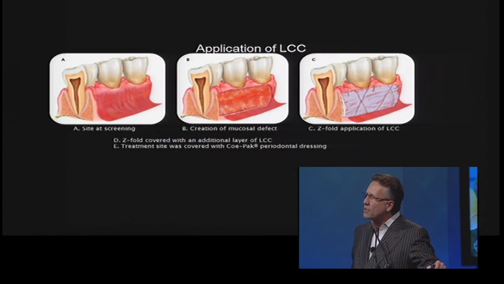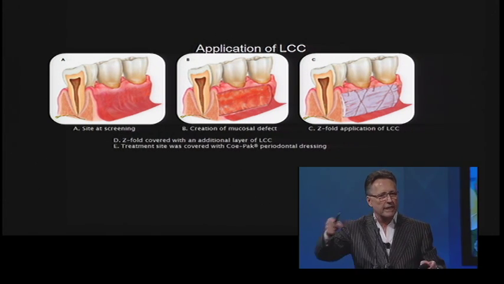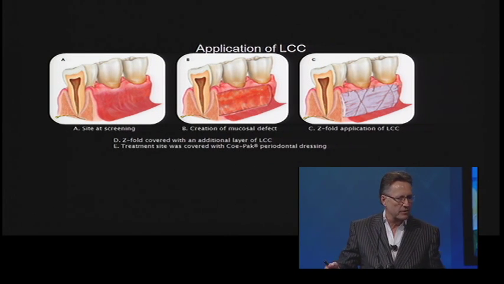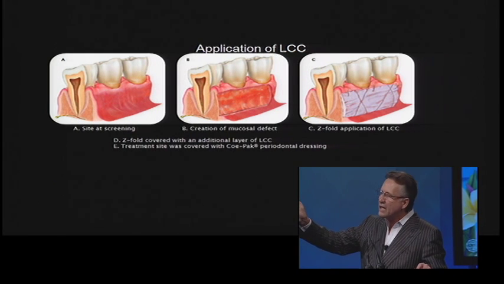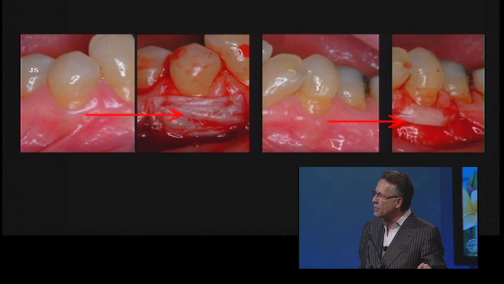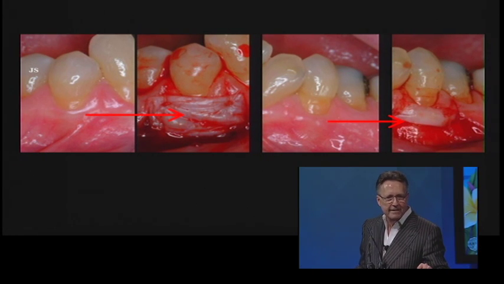We elected both in the pilot and the pivotal trial to use 3 layers of this material. So it's a Z-fold, and the keratinocytes are on the outside, the fibroblasts are on the inside, and on the pilot study we also placed a 4th layer just to cover that and to act as a buffer from the COE-PAK that we placed over it. In the pivotal trial, we also quit standardizing the width of the LCC versus the free gingival graft because, again, it's not a graft, so it doesn't make sense to do that.